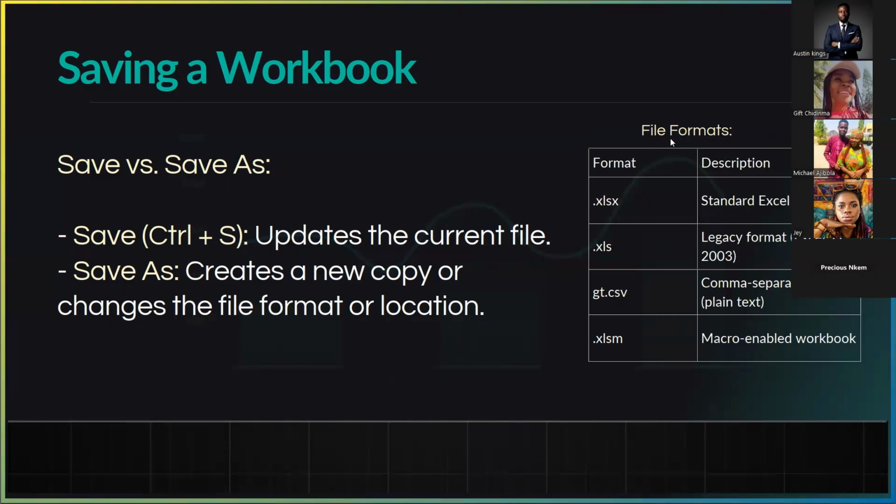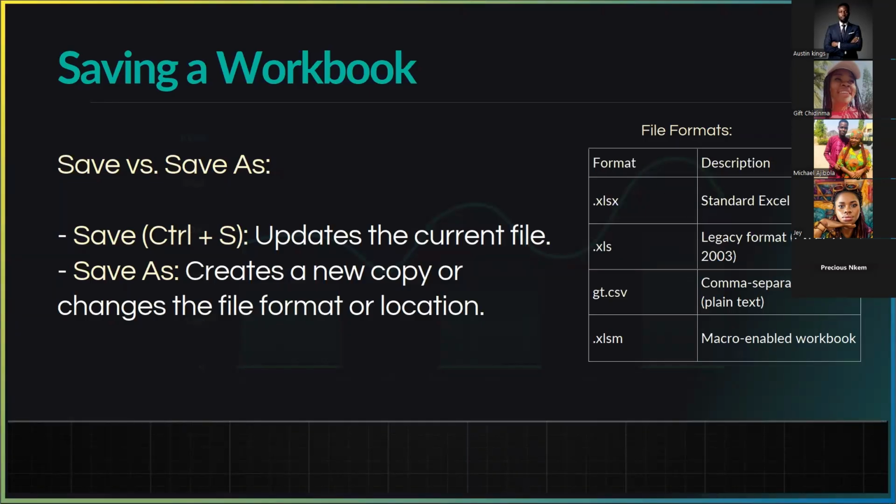So we can see right here the Excel file format. This is the standard Excel workbook, .xlsx. Then we have .xls, the legacy format from 1997 to 2003. Then we have CSV, comma separated values. Then we have the macro-enabled workbook. So these are different saving formats that you can use in Excel.